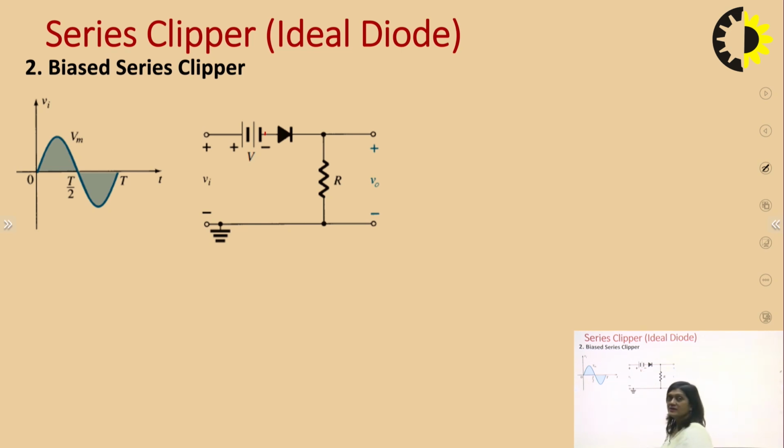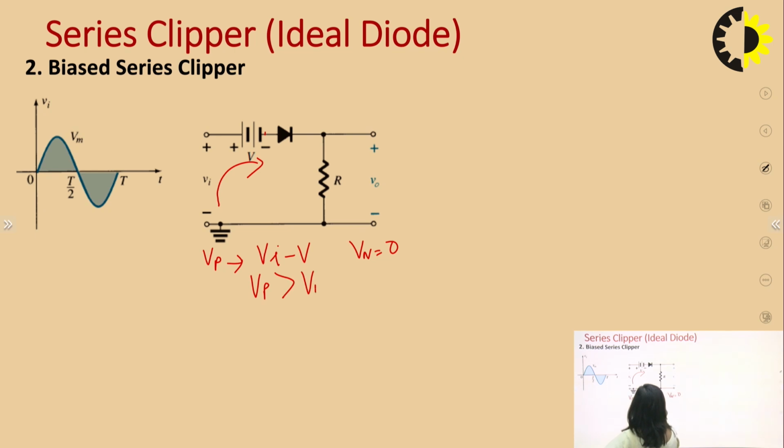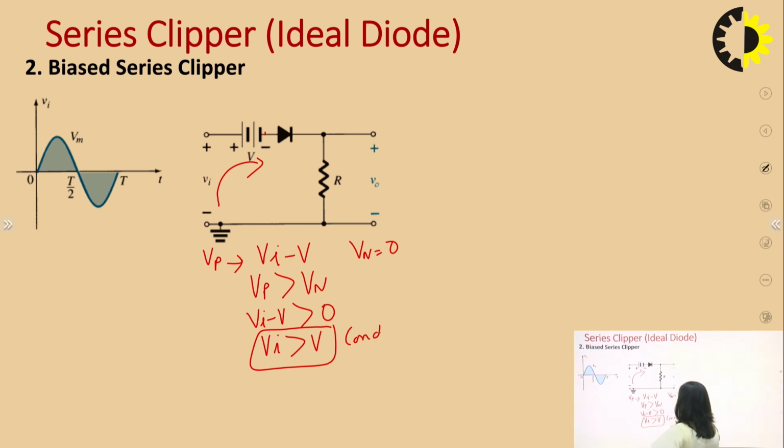Similarly, here an ideal diode is given. We have to find the voltage at the P plate and the voltage at the N plate. The voltage at the P plate is Vi minus V, and at the N plate it is 0. We know that VP must be greater than VN, so Vi minus V must be greater than 0, that is, Vi is greater than V. This is the condition when the diode will conduct.